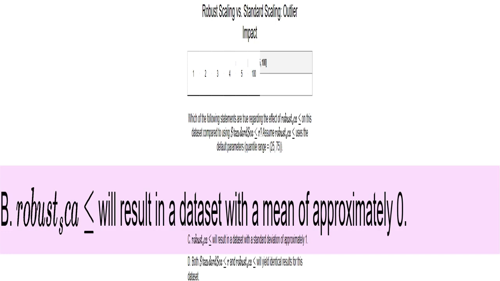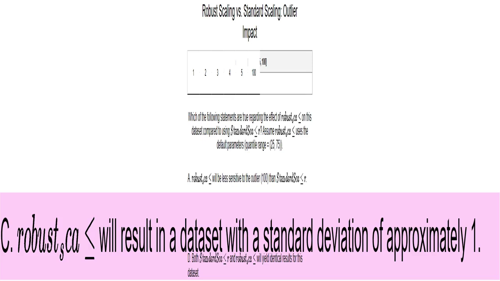This statement is incorrect. While robustscale centers the data around the median, the scaling process itself may slightly shift the mean. It won't necessarily be exactly zero. This statement is also incorrect. Similar to the mean, the standard deviation after scaling with robustscale will be close to 1 but not necessarily exactly 1.